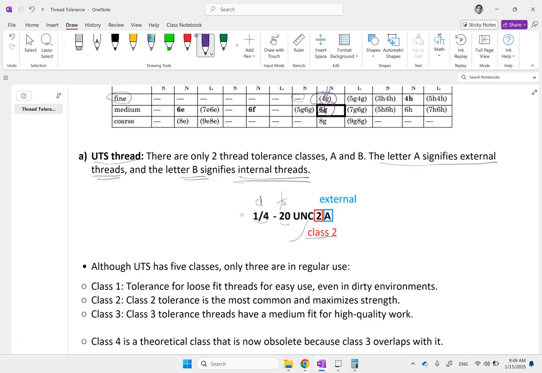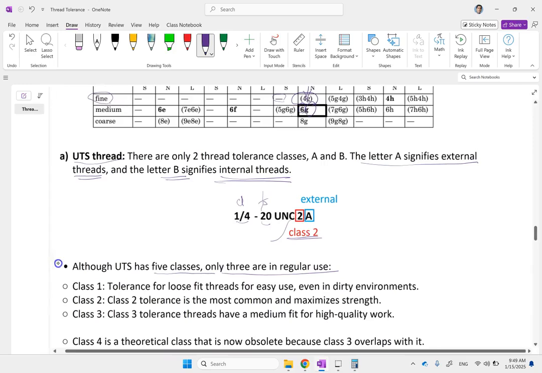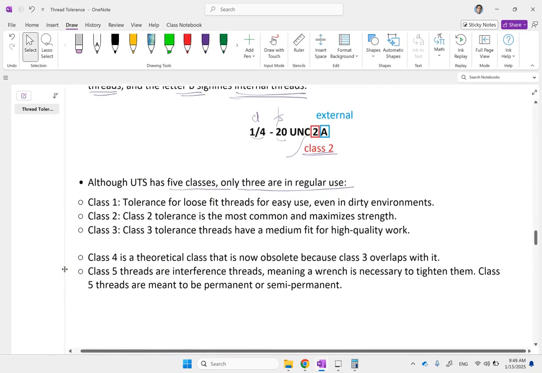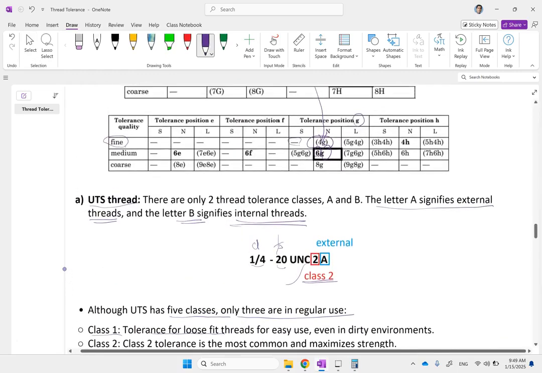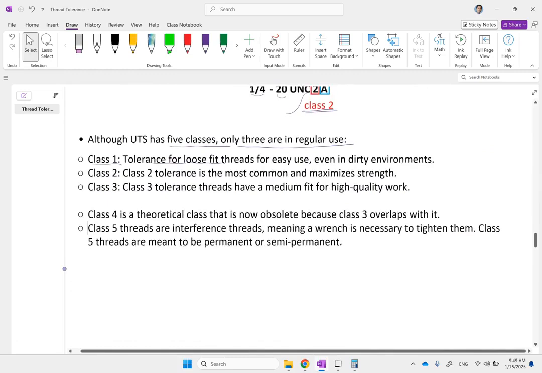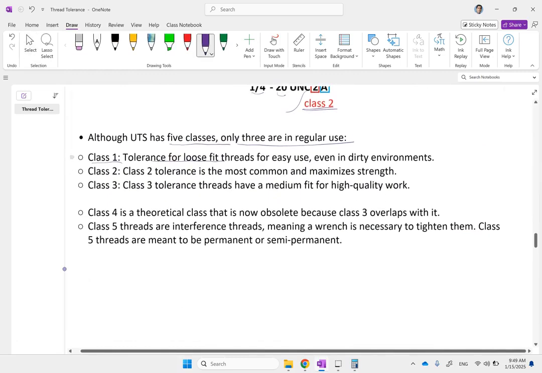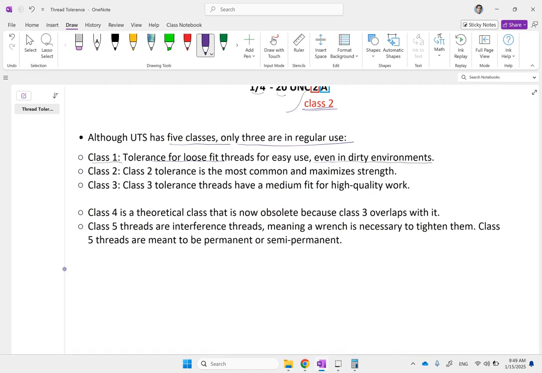Now, let's talk about these classes. How many classes are there? Actually, there are 5 classes in UTS, but 3 of them are in common use. 2 of them are kind of not being used commonly. So out of these 5 classes, what are these? Class 1 is the tolerance that is loose. So that is corresponding to a class like 8 or 9 in metric, okay? And this is where you intend to use the thread anywhere, even where the internal threads could be dirty or the external ones could be dirty. So you want to be able to put the thread, the bolt through the nuts in all conditions. So you use class 1.